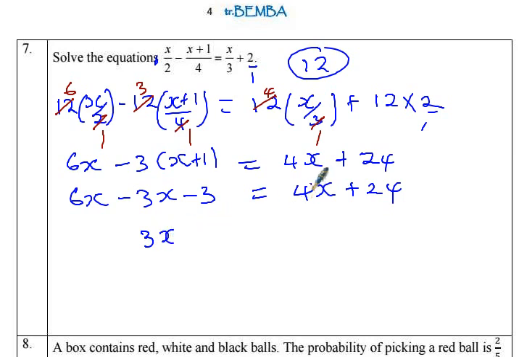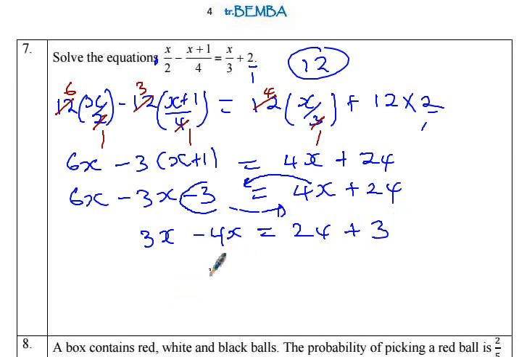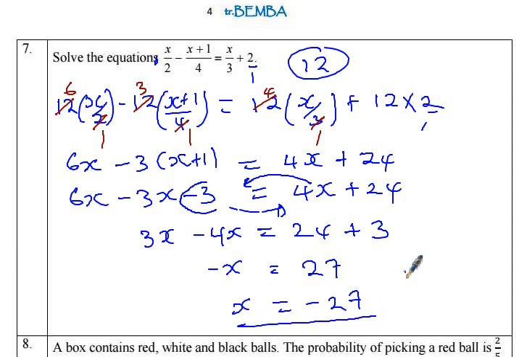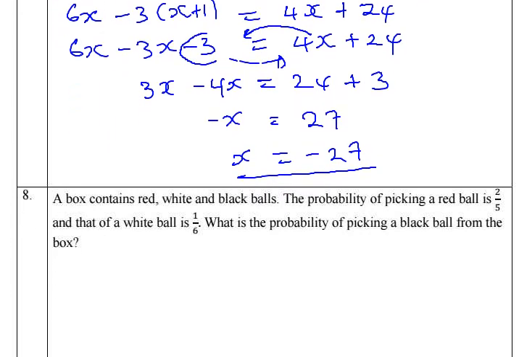Let us bring this term to this side, so that becomes minus 4x is equal to, we have a 24 here. When we take this minus 3 term to this side, it becomes a positive 3. When we subtract here, we have minus x is equal to 27. So how do we make this become positive? Divide on both sides by negative 1. So our final answer is negative 27. That is our question 7.